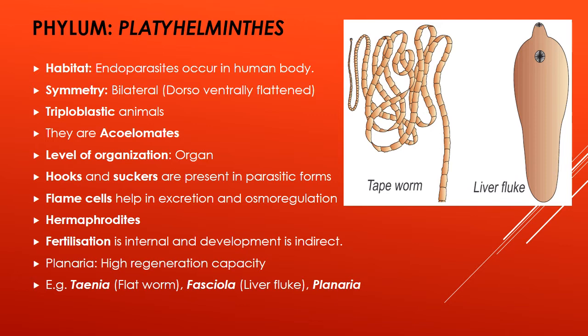You can just read it out. They are dorsoventrally flattened, meaning both the dorsal side, the back, and the ventral side, the front, are flat. They are mainly endoparasites, living inside the body as parasites. Tapeworm and liver fluke, which is normally seen in the liver. Examples: Taenia, Fasciola hepatica, liver fluke, and Planaria.